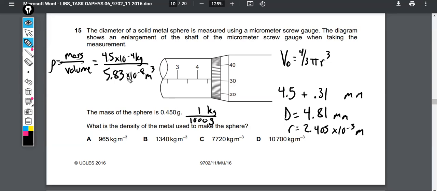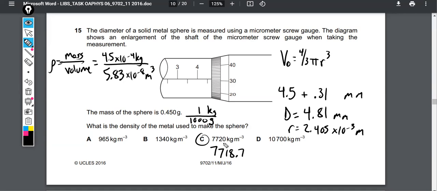All right, so the final step is just to take the ratio of mass to volume. That's what density is. So I've got 4.5 by 10 to the negative 4 kilograms divided by 5.83 by 10 to the negative 8 meters cubed, for a density of 7,718.7, which I wrote underneath this one because it's closest. All right, 7720.